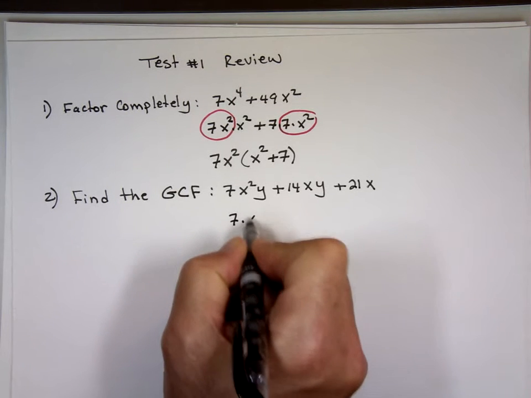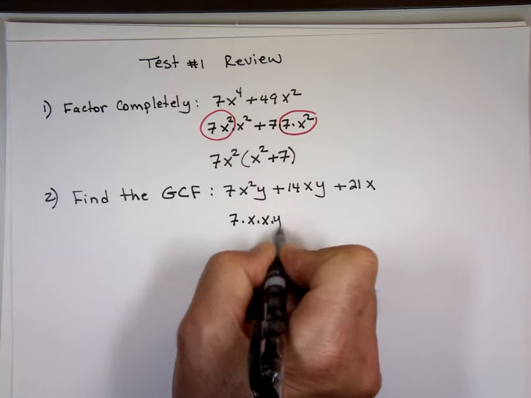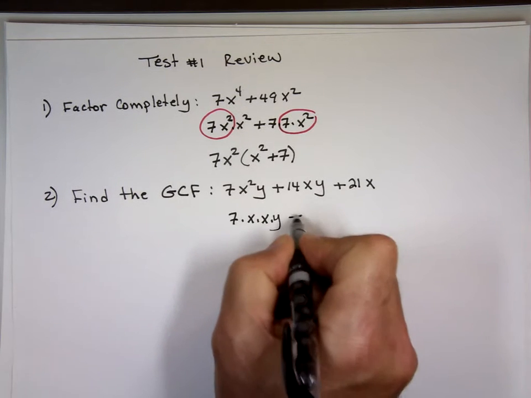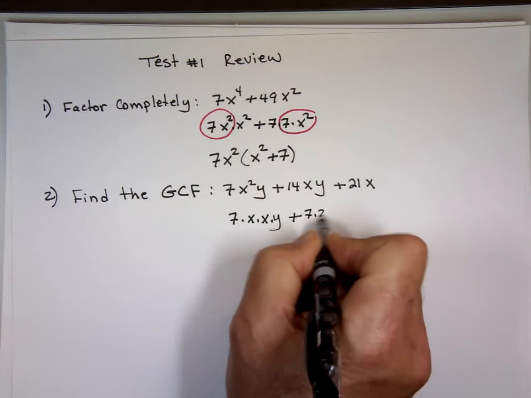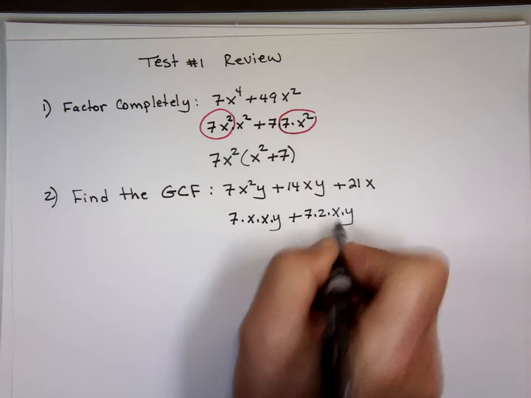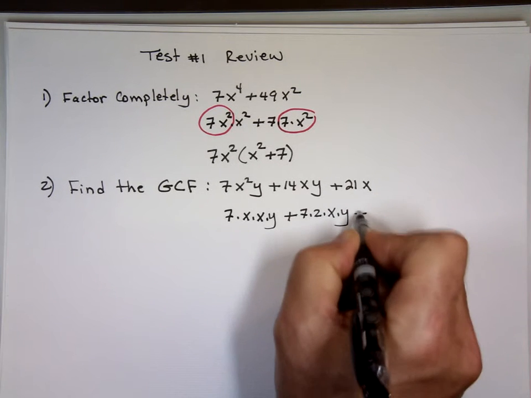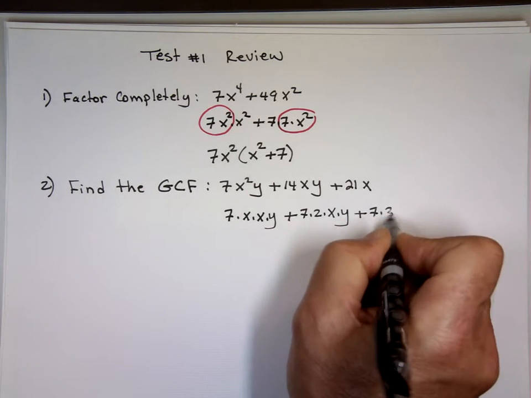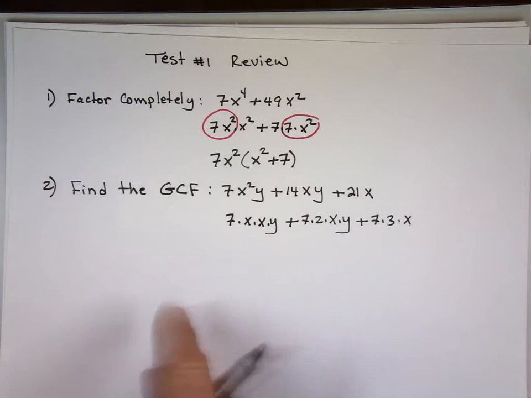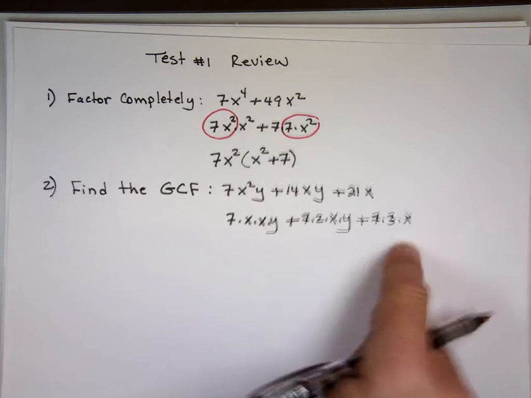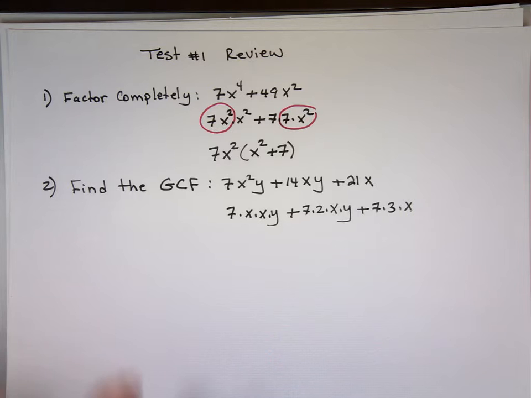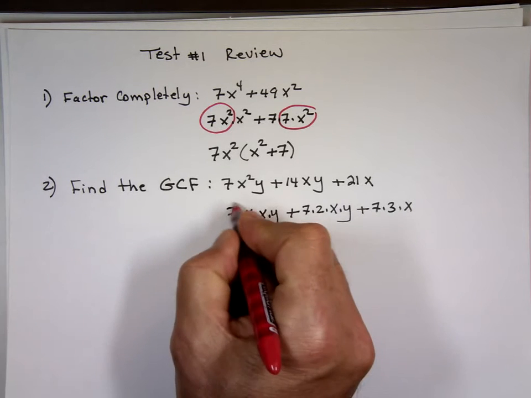7 times x times the y. That's this one. The 14 is 7 times 2 times x times y. The 21 is what? 7 times 3 times x. We need to find what all three terms have in common. Quickly, you probably can see they all have a 7 in them.